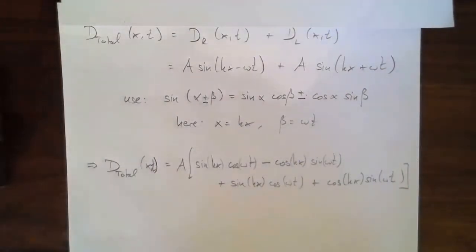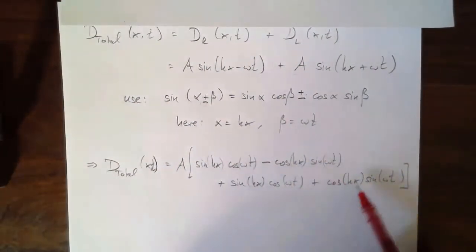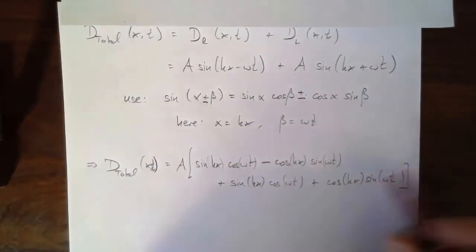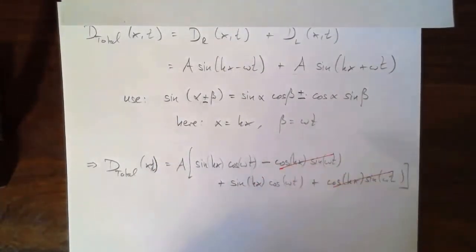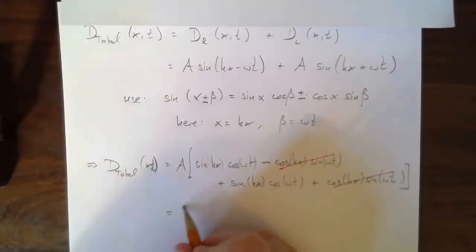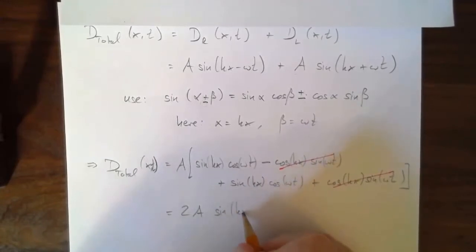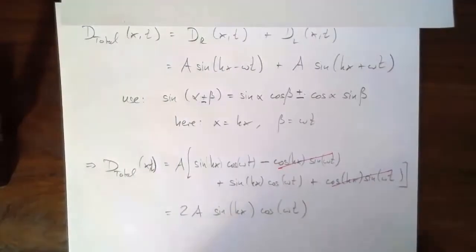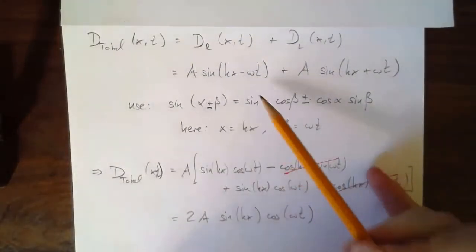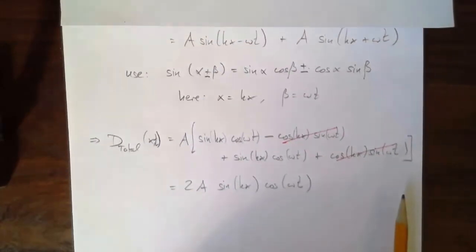because some of the stuff is going to cancel out, right? I've got minus cosine kx sine omega t and plus cosine kx sine omega t, so this cancels with this, and those two are the same. So I can very conveniently just write this as 2a sine kx cosine omega t, right? So a little bit of algebraic gymnastics using the identity actually gave us a simpler result.